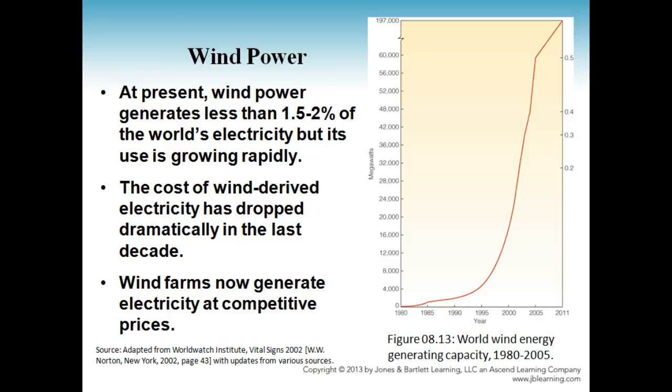The cost of wind-derived electricity has dropped dramatically in the last decade. Wind farms also now generate electricity at competitive prices. This is because the government has subsidized the construction of these plants with tax breaks. These tax breaks are renewable almost on an annual basis and are a large issue in political elections.